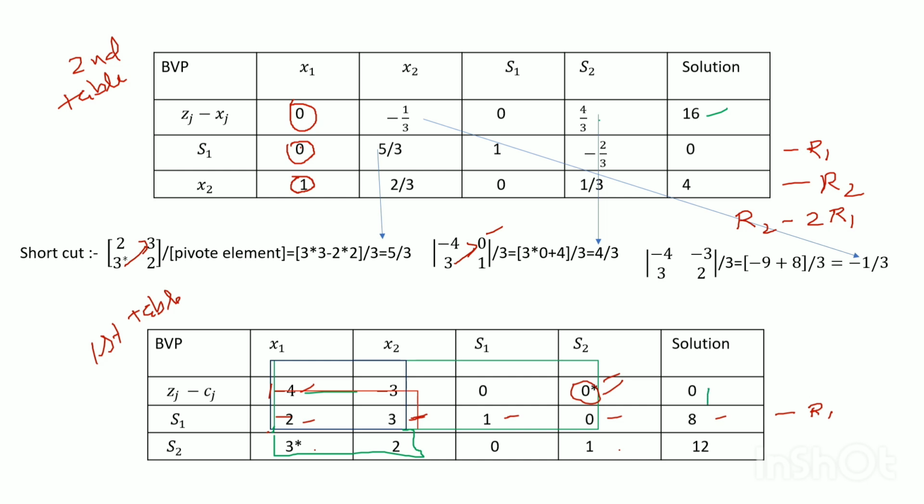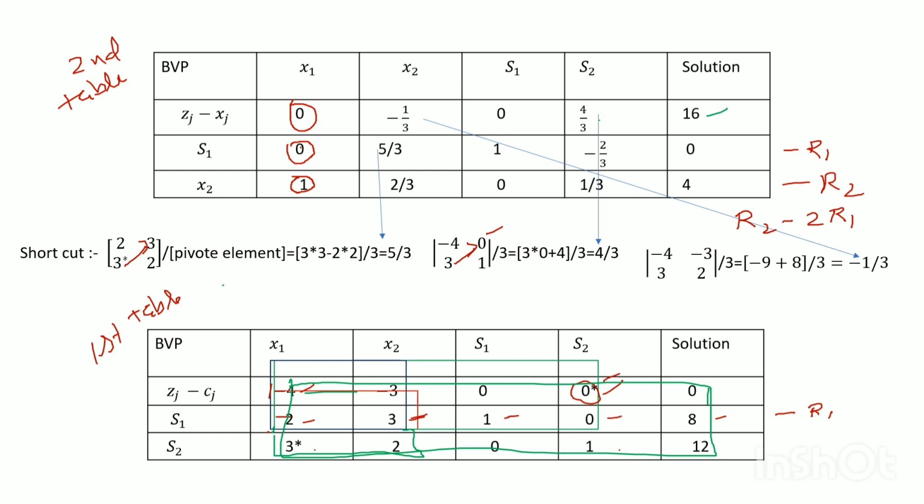So you see that 5 by 3 1. So S1 row is 0, 5 by 3 1, minus 2 by 3 0, x2 1, 2 by 3 0, 1 by 3 4, and 0, minus 1 by 3 0, 4 by 3 16. So this is my solution element.